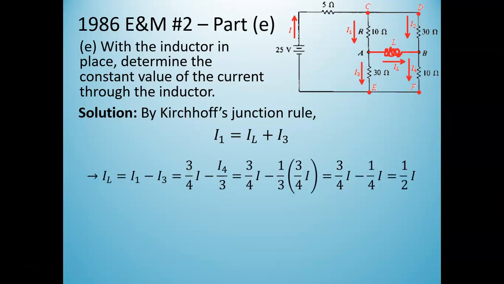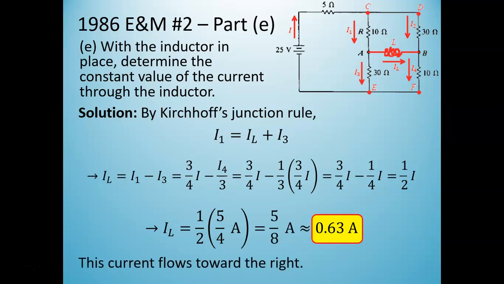So current going through the inductor is I1 minus I3. Well, we know what those are. Those are in terms of the current coming out of the battery. But we know the current coming out of the battery. That was 1.25 amps. So plugging that in, we get 0.63 amps for the current going through the inductor. And by the way, that current's going through toward the right, but they didn't ask us that, but I wanted to mention that anyway.